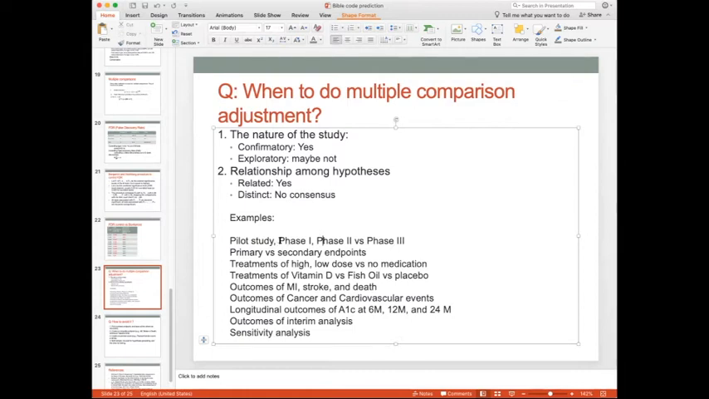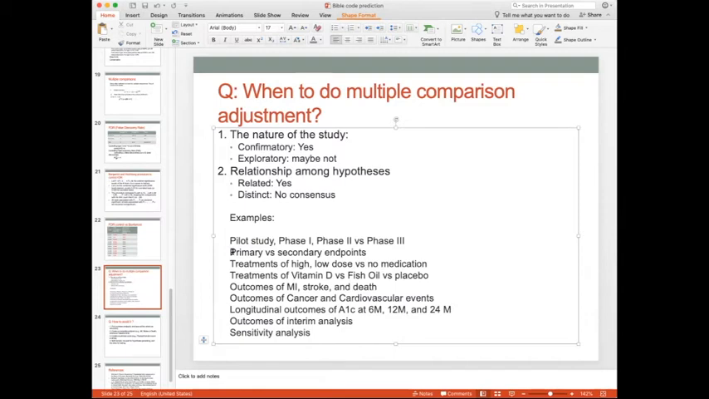And phase 1, 2, 3 is in the drug development study. Phase 1 is dose finding, phase 2 is initial efficacy assessment, and phase 3 is the final FDA approval study. It is generally a randomized study to confirm that the treatment is effective. In the phase 3 study, you definitely want to control for multiple comparison. However, for the pilot study, phase 1 and phase 2, when you report it, you probably don't need to control for the multiple comparison.